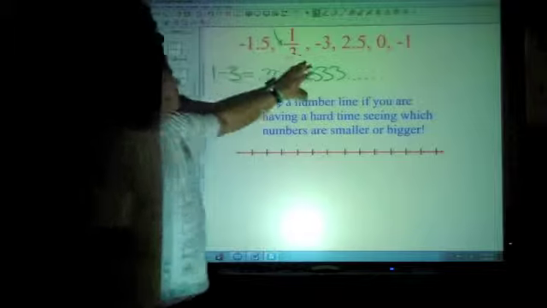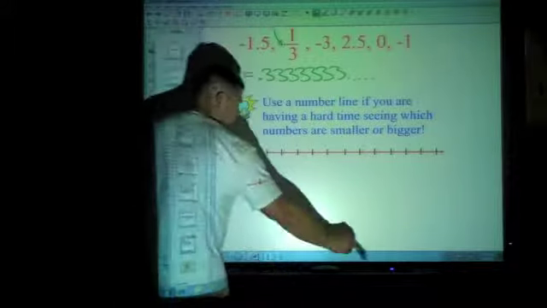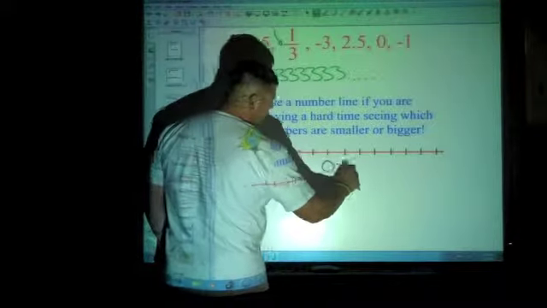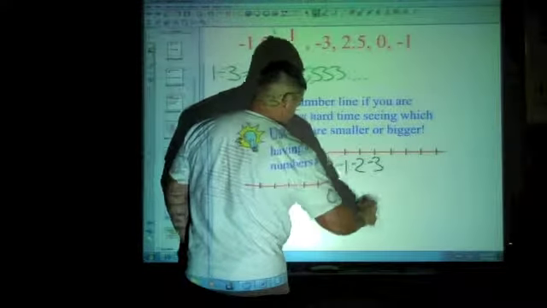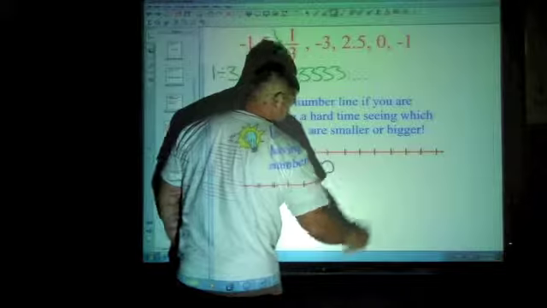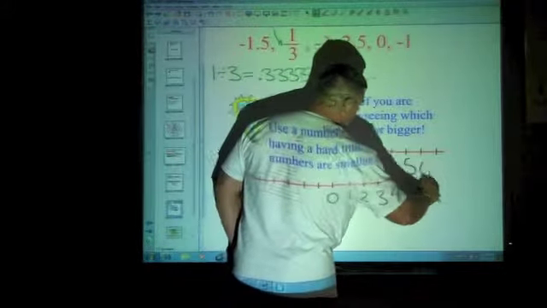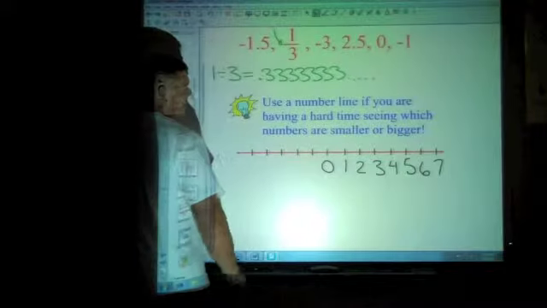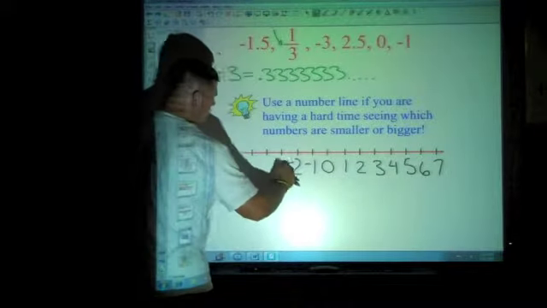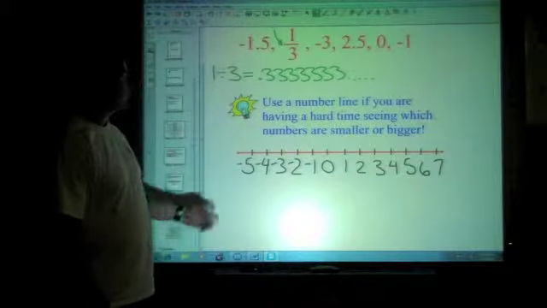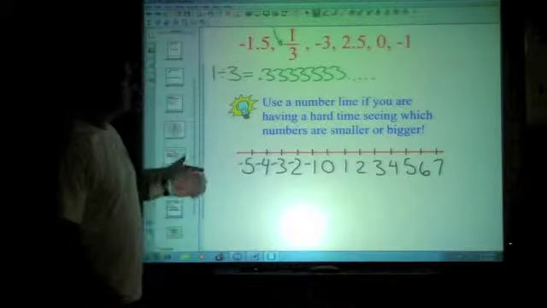I do have some negatives, I do have some positives, so I'm going to go ahead and put 0 in the middle. That would make this 1, 2, I'm sorry, those aren't negatives, positives. 1, 2, 3, 4, 5, 6, 7. And then I have -1, -2, -3, -4, and -5. I actually have plenty of room now, don't I? Plenty of space for my graph.